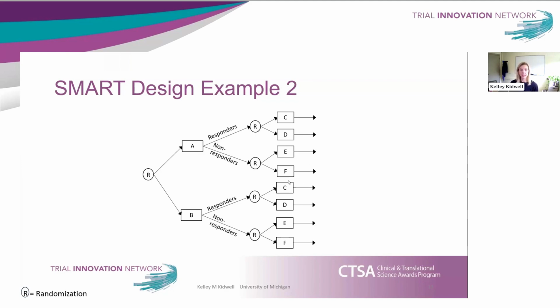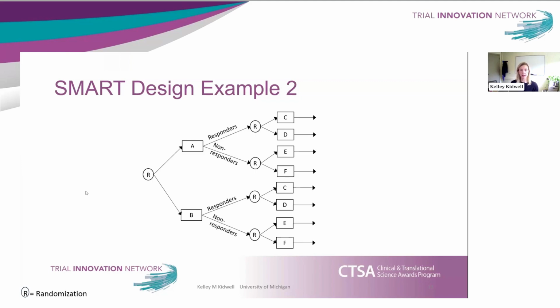I've listed C, D, E, and F in the second stage, the same for those who got treatment A and who got treatment B, but they could be different, right? The way that you figure out which treatments to include are what's actually being used in clinical care, right? The design is highly motivated by what's being done in clinical care and trying to say, this is how people are practicing. How do we actually find out if those are the most effective dynamic treatment regimens?